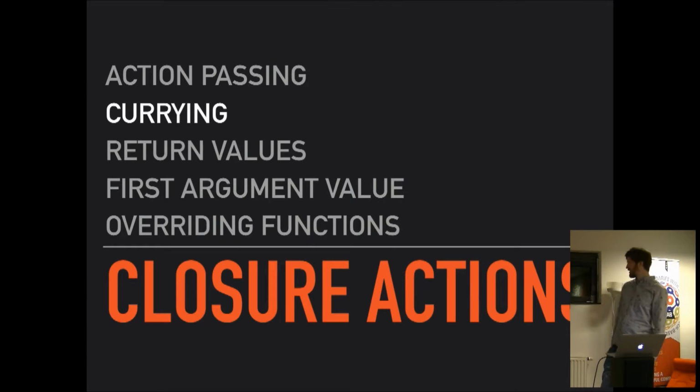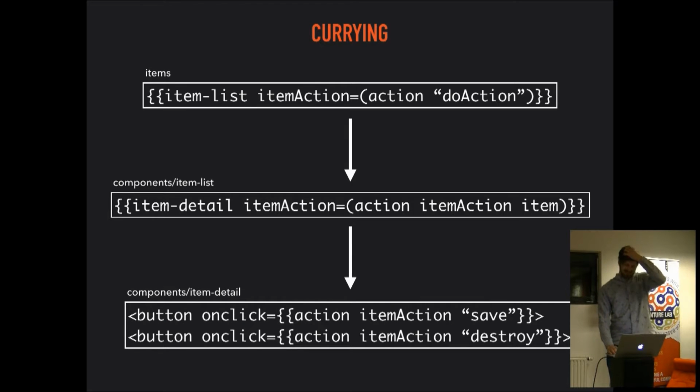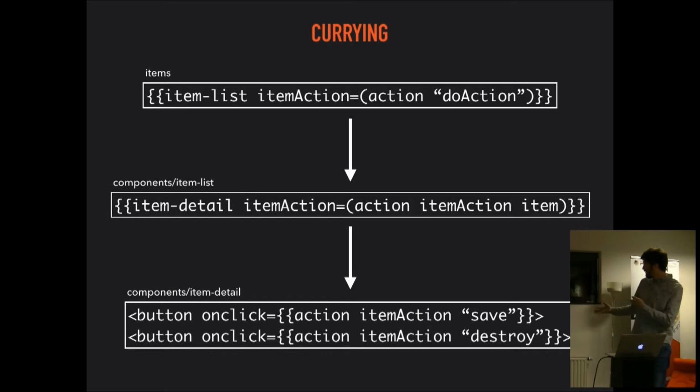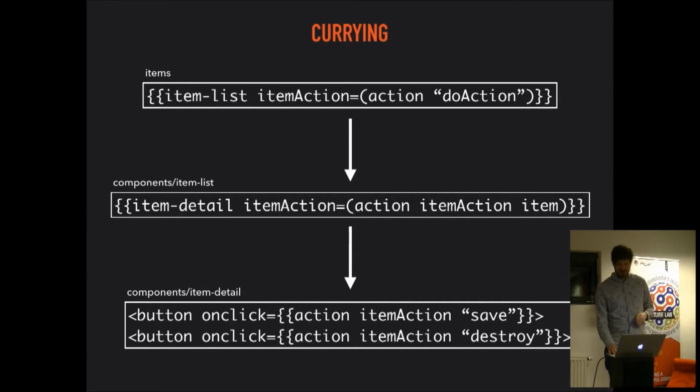So let's move on to currying. The currying in closure actions is not real currying, but everyone calls it currying, so I call it currying too. So again, we have items, an item list, and item detail, but in the item detail you can now see that we have 2 buttons, one that has a save param and another has a destroy param, so likely one will save the item and another one will destroy the item.